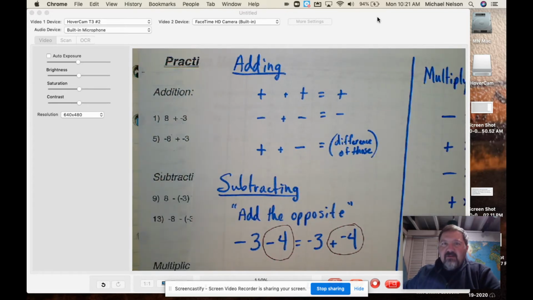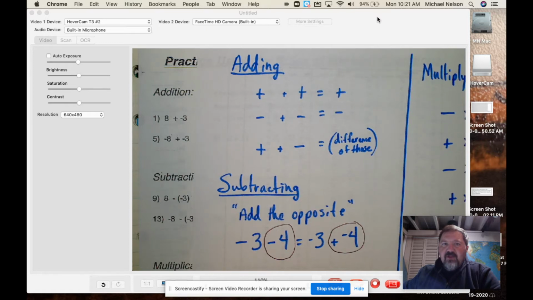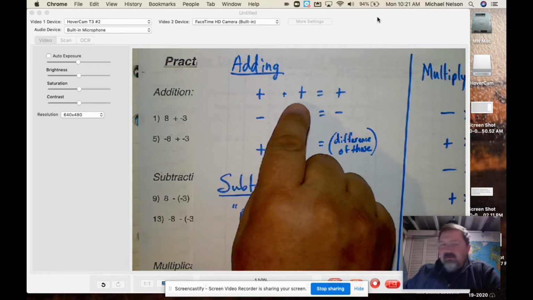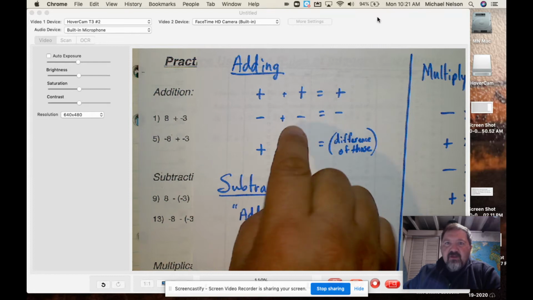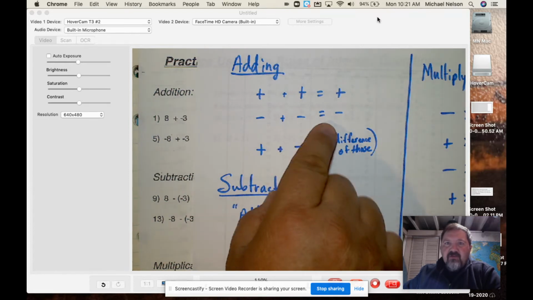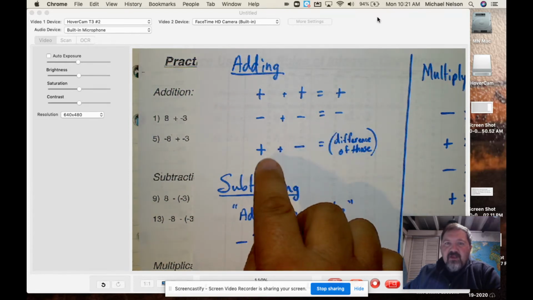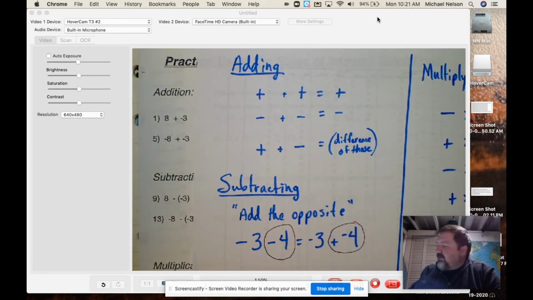and we listed out some of the rules for doing that. If you're adding like signs, if the signs are the same, positive plus positive is a bigger positive, and that's the same thing for the negatives. So those are the things that we went over on Thursday. Then we talked about subtraction and how subtraction is adding the opposite if you need to do that.